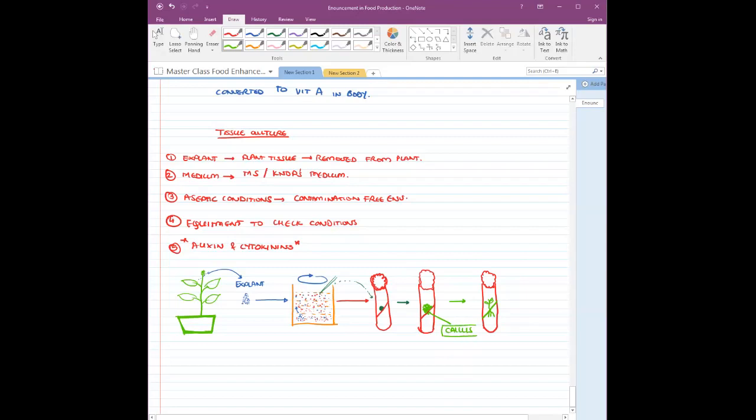Callus is nothing but an undifferentiated mass of cells. In this medium, you are also going to add your auxin plus cytokinin ratio, depending upon what you want to come out first, like where the maximum growth should be concentrated.